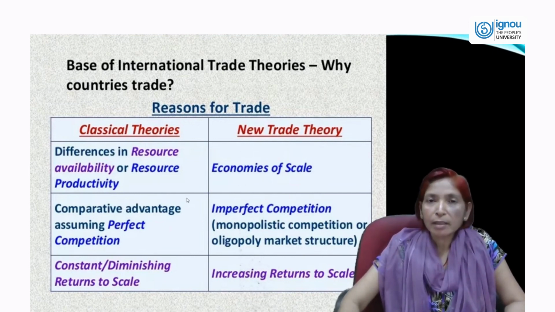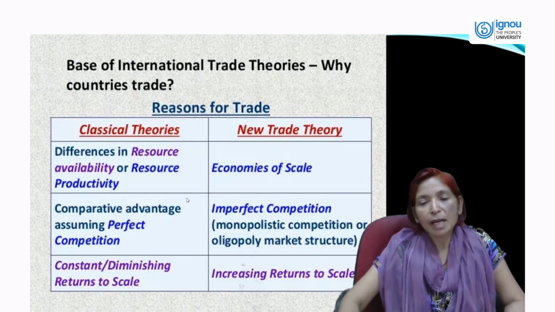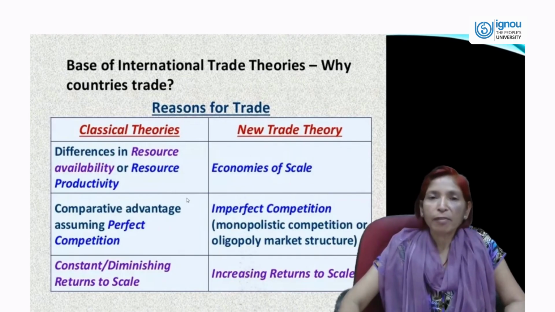But the new trade theory is based on economies of scale, as the size of the firm increases. If we are engaging in large scale production, then we will get some internal and external economies of scale by enhancing our business size. Next, imperfect competition exists in the real world. Monopolistic competition or oligopolistic market structures exist at present, not perfect competition.